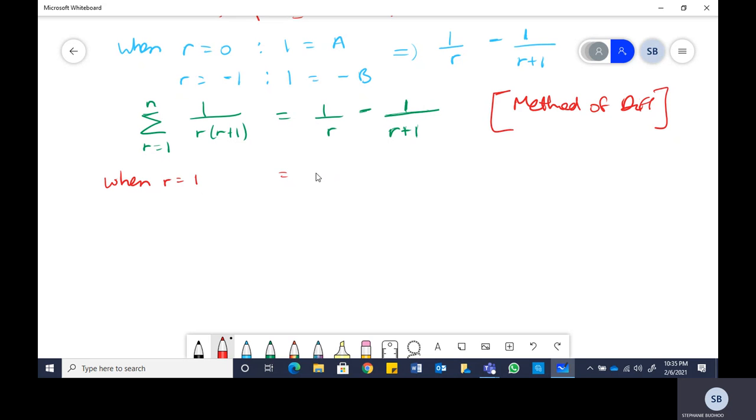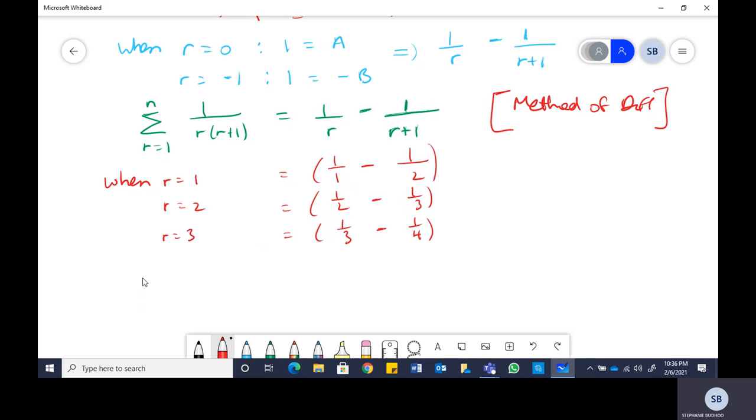When r is 1, you're going to get 1 over 1 subtract 1 over 2, all right? When r has a value of 2, you're going to get 1 over 2 subtract 1 over 3. When r has a value of 3, you're going to get 1 over 3 subtract 1 over 4 and so on and so on. But remember that these values are values for a series. So they are essentially being added.